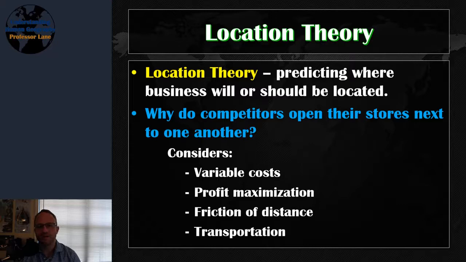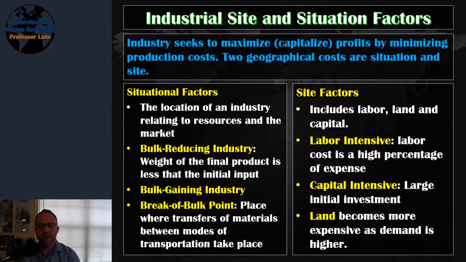Friction of distance refers to the principle that movement incurs some form of cost based on physical effort, energy, time, and the expenditure of resources. Location theories focus on the trade-off between access to raw materials and access to markets based on the cost of transportation. Each model we will discuss includes some consideration of industrial site and situational factors.